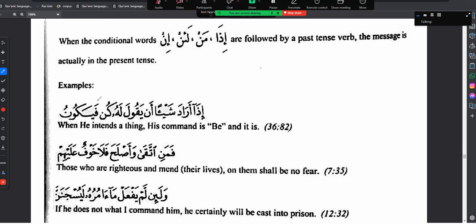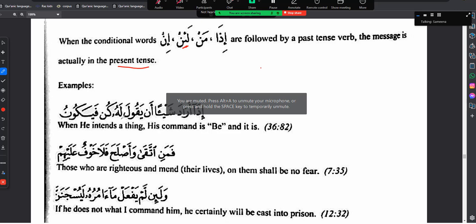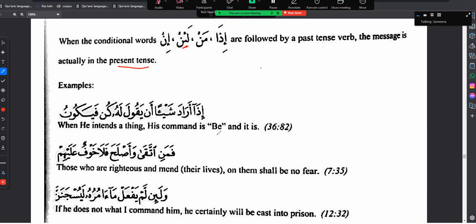Okay. When the conditional words in, la in, there's a correction here. It is la in. Man and iza are followed by a madi, past tense verb. The message is actually in the mudari, present tense. For example, إذا أراد شيئا أن يقول له كن فيكون. When he intends a thing, his command is be and it is. So here, إذا is a conditional article and arada is the fi'l madi.